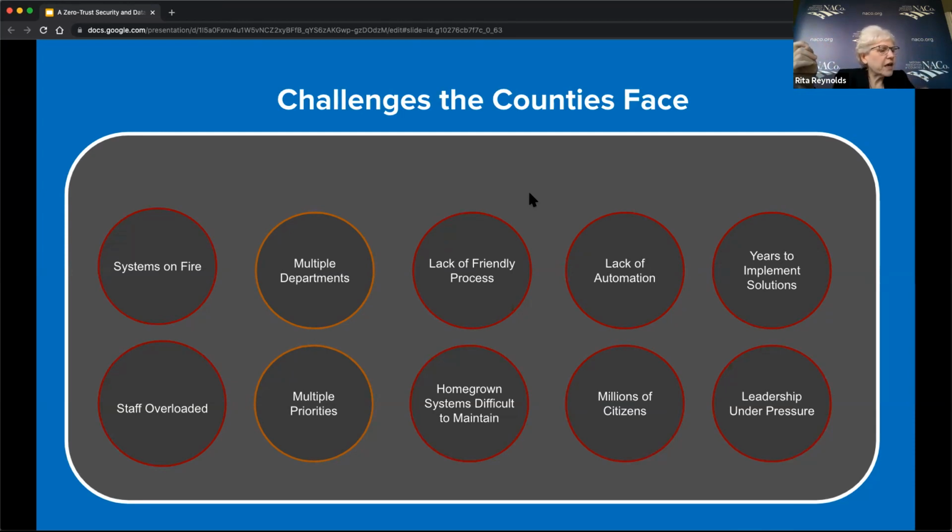Yeah, for sure. And then the challenges that counties face, the slide that you have up, I really like that because it is so true. Especially around homegrown systems, those older systems. It's not just homegrown, but it could have been developed by a provider who's no longer in business anymore. So you're keeping it going because it's meeting the need, but now how do we protect it in this whole new world of threats that we're dealing with?